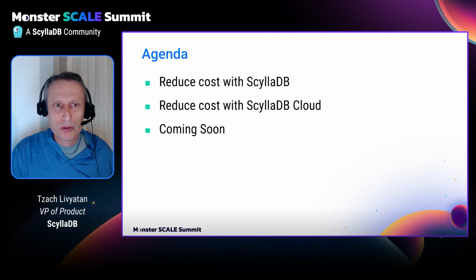Today we're going to cover reducing costs in three parts. The first will be reducing costs with ScyllaDB core, the database itself. I will talk about database properties that help you reduce cost, mostly performance.